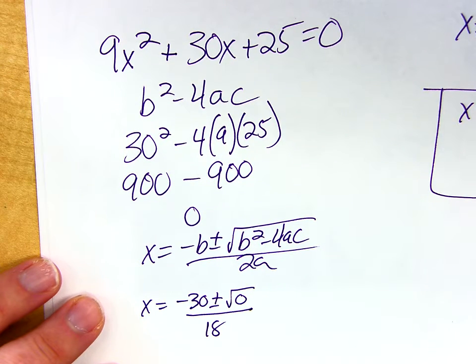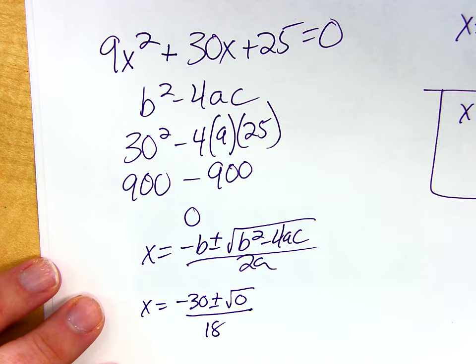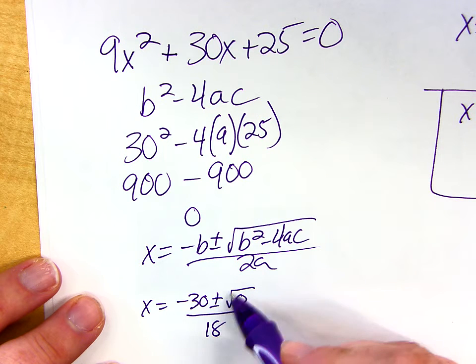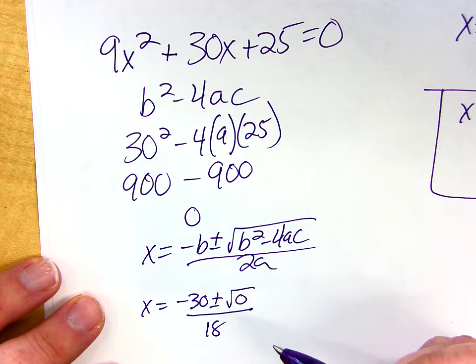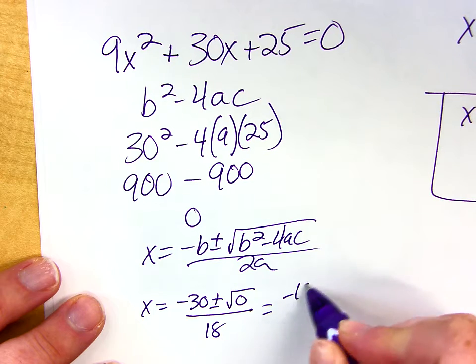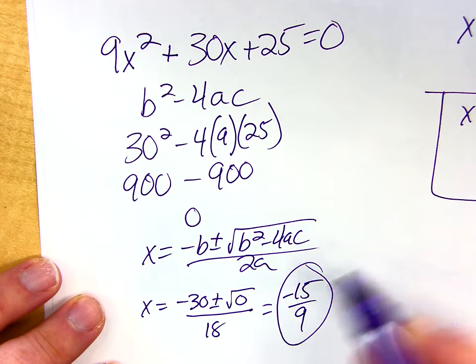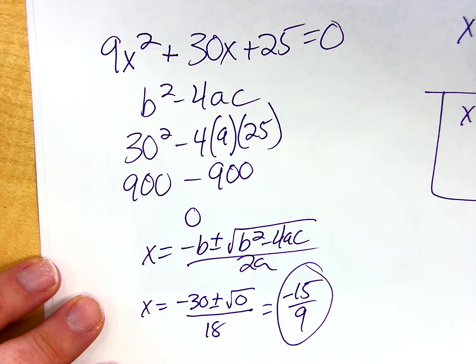Well, what is the square root of 0? Yeah, so when I do negative 30 plus 0 divided by 18, won't I get the same thing as when I do negative 30 minus 0 over 18? That's how I get the same answer twice, because I'm just adding 0 and subtracting 0. So that just goes away, and I end up with negative 30 over 18, which is really 15/9. And I got that twice because remember, I added 0 and I subtracted 0.